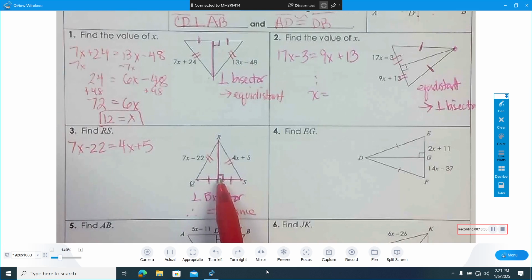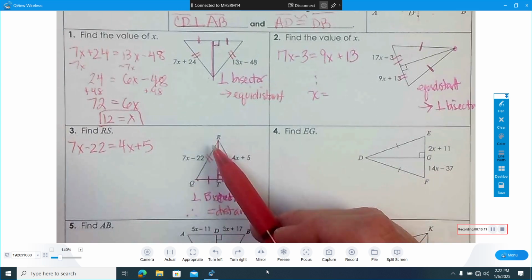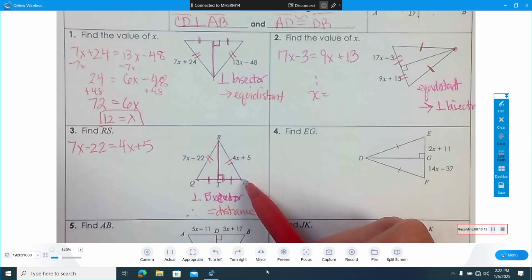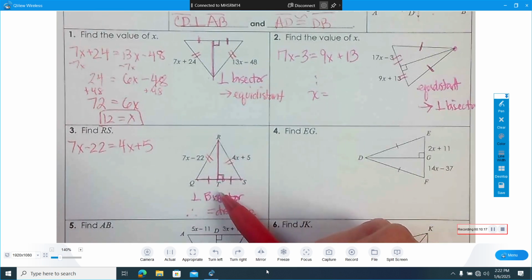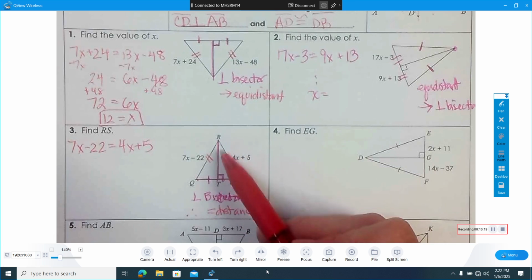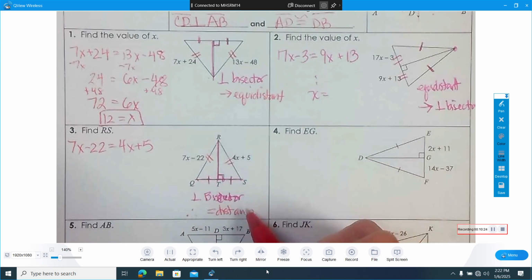This kind of looks like a cell phone tower, or imagine like a flagpole. And these are like the wires that hold it upright. It does kind of look like a sailboat. But imagine if this is like a pole, then the wires are going to be equal.